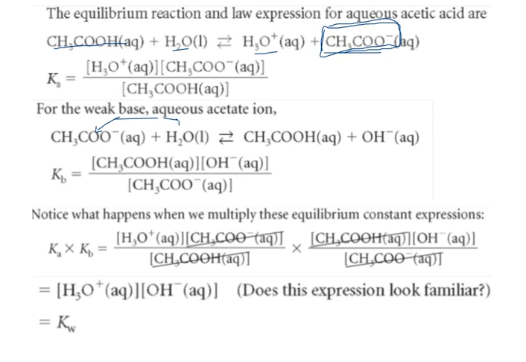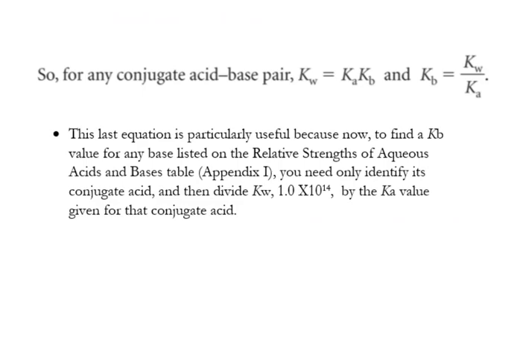So this is a final formula to throw in your data booklets. Kw, water, is really the product of an acid and a base. So if you can find me a Ka value, and you want to find a Kb value for a base, just divide the Kw by the Ka value. It's actually ridiculously easy, but a lot of kids forget that there's just a simple formula for solving for a base value.